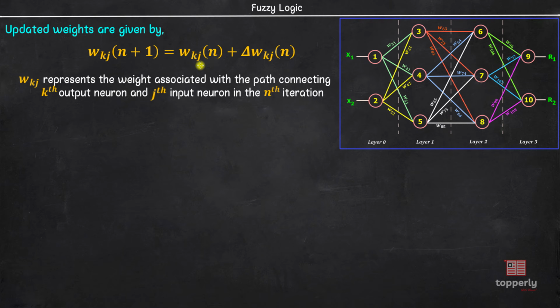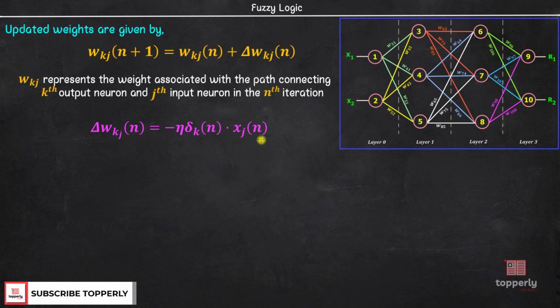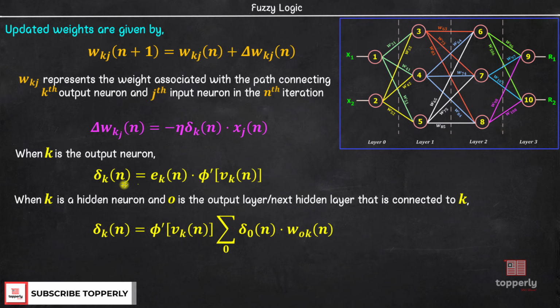Also, note the convention used here. Wkj represents the weight between jth input neuron and kth output neuron. Okay. Here delta Wkj is given by delta Wkj is equal to minus eta into delta k of n into xj of n, and delta k of n is equal to ek of n into phi dash vk of n when k is an output neuron.